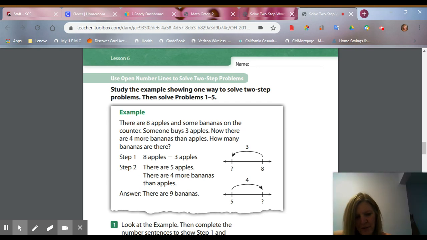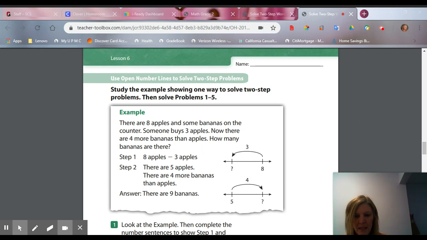Day 2, just page 49 right now. I'm going to review solving two-step word problems. Last lesson, you learned how to solve two-step word problems, writing equations and doing tape diagrams. Today, they're going to show you how to solve two-step word problems using number lines.